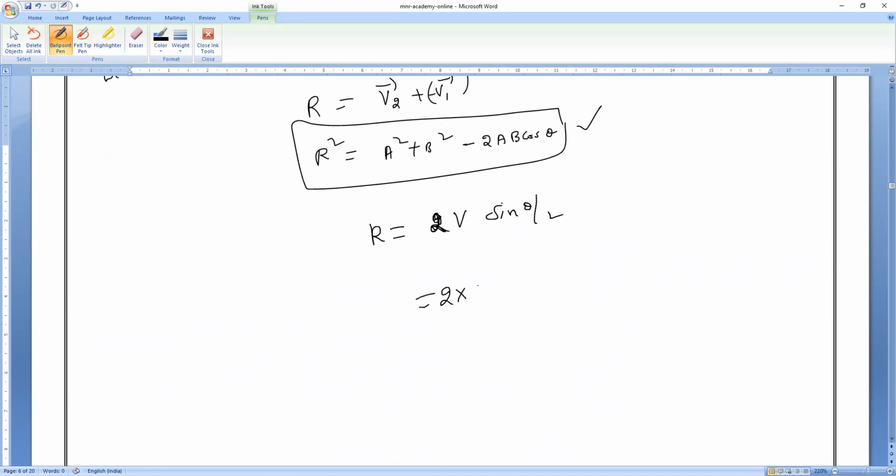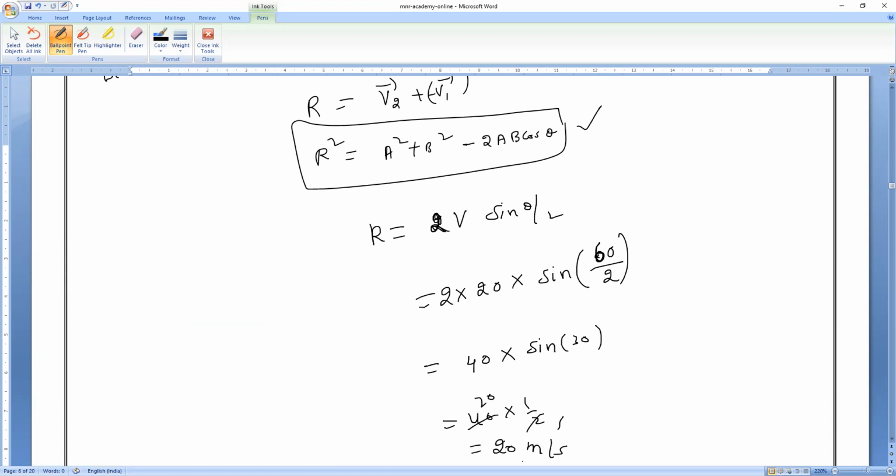So 2 into velocity, 20, into sin theta by 2, where theta is 60, so 60 by 2 is 30. So 2 into 20 is 40, into sin 30. Sin 30 value is 1 by 2. So one half of 40 is 20. The answer is 20 meter per second. That is the reason we solved that problem. Keep it in mind.